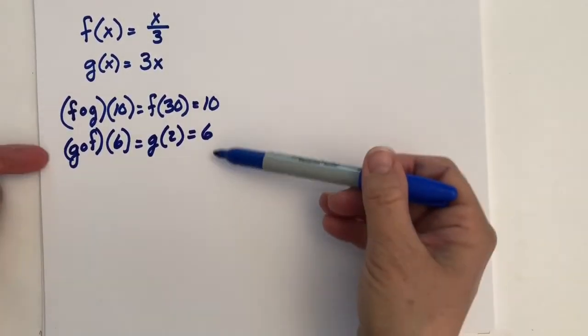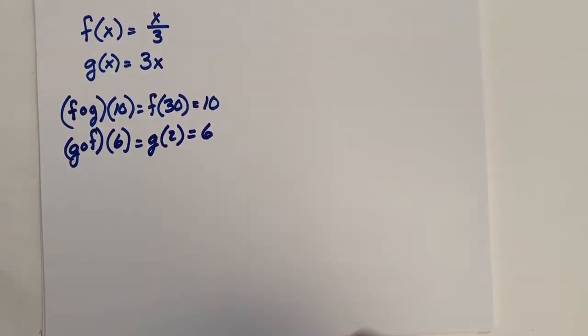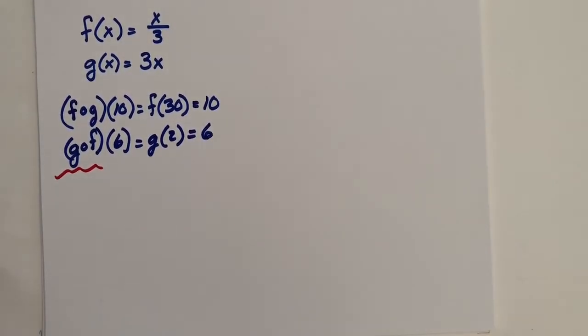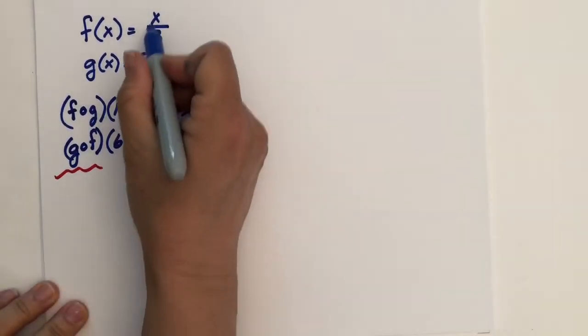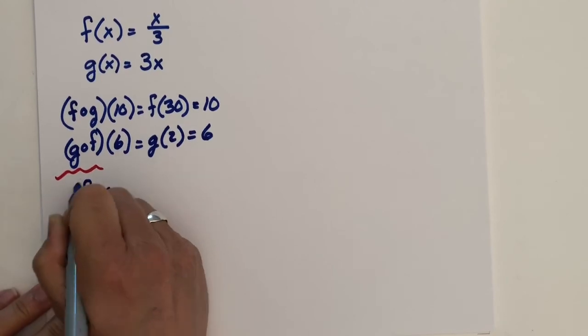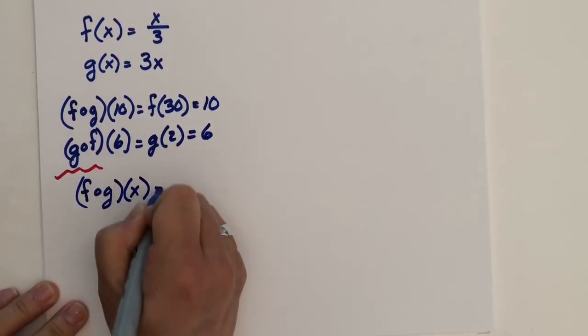This does not prove that they're inverses. It just gives us some confidence that perhaps they are. To show they're inverses, you do need to compose them in general. So if I were going to show these are inverses, I would have f composed with g of x. Do that calculation.